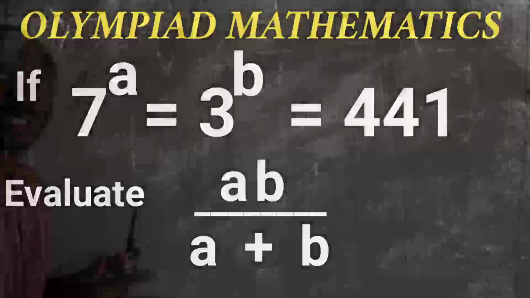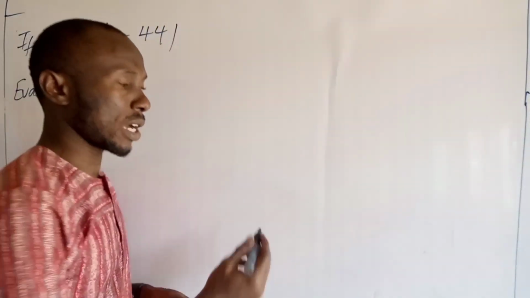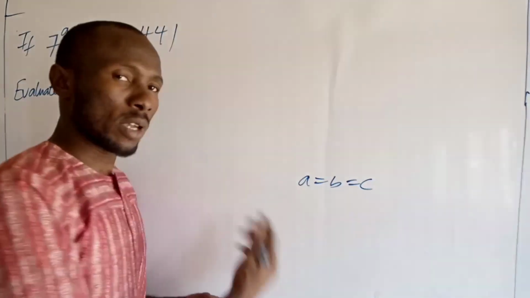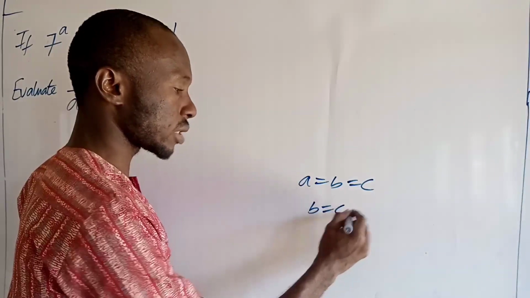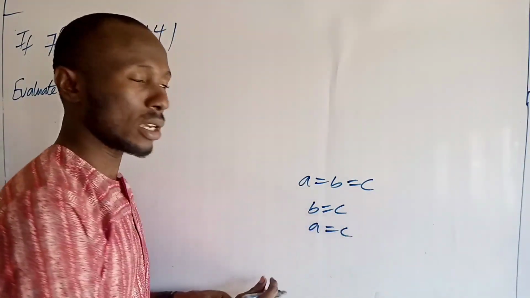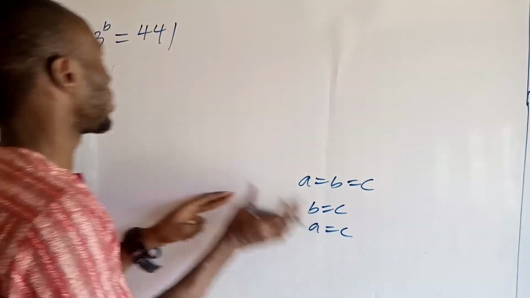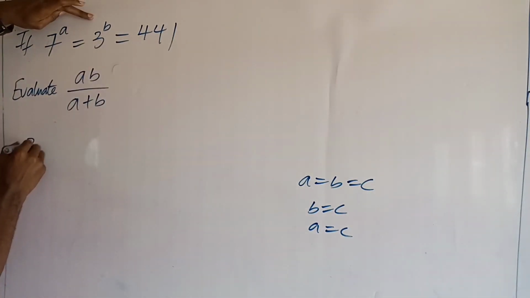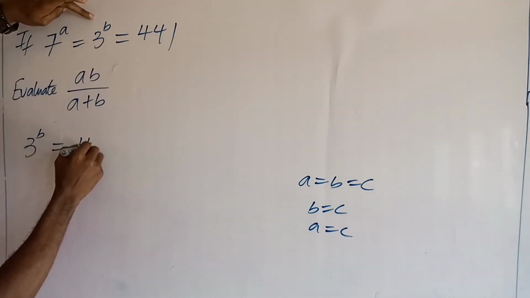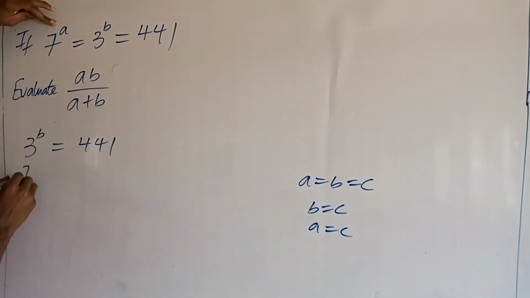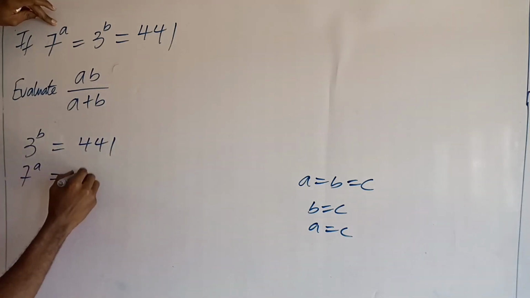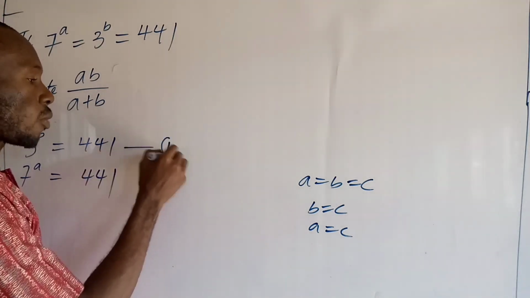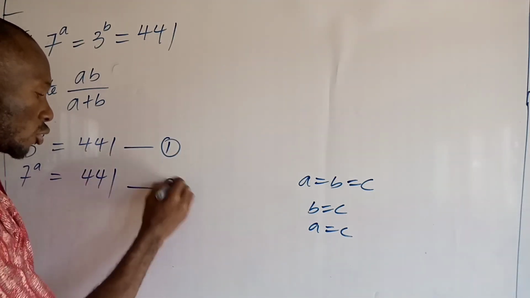Alright viewers, the first thing I want you to note from algebra is that if A is equal to B and B is equal to C, we can also see that A is equal to C. So with this idea, we will break down this equation so that we have 3 to the power b is equal to 441 and also 7 to the power a is equal to 441. I would like to call this equation 1 and this equation 2.